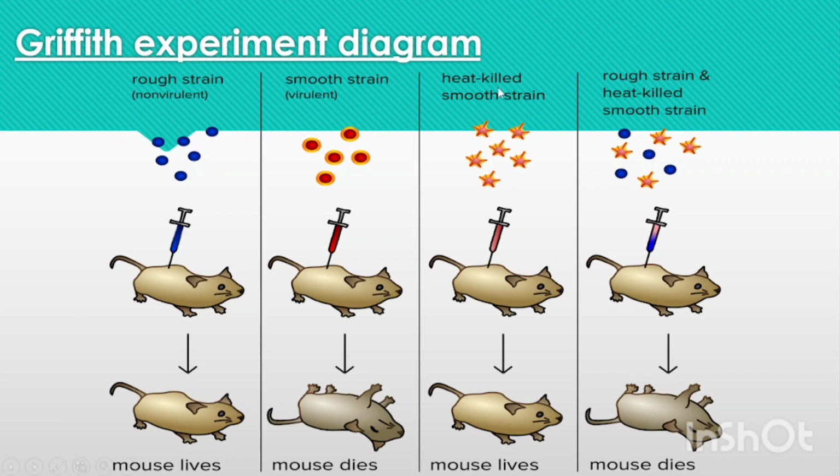And here comes the heat-killed S strain. When the heat-killed S strain is injected into the mice, they survive because it is already heat-killed. But when the rough R strain and the heat-killed S strain are combined and injected into the mice, the mice die, because when the S strain enters the R strain, it makes the R strain develop a polysaccharide coating and become virulent, which causes death in the mice.